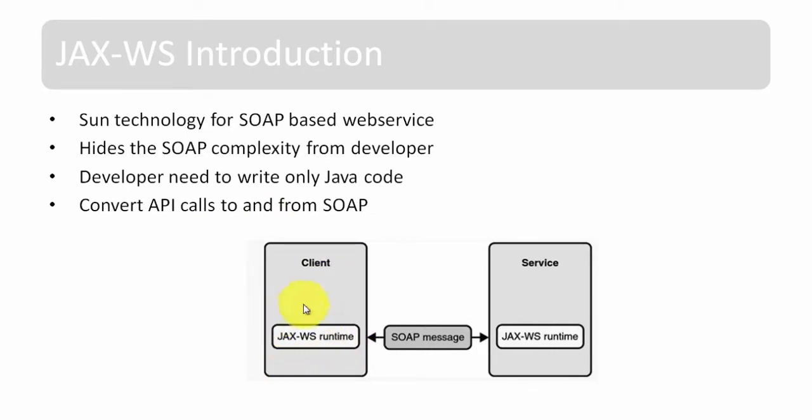JAX-WS provides some jar files which you must add both on the client side and server side, that we call the JAX-WS runtime engine. Those libraries are required at runtime. Those libraries sitting in the client side will generate SOAP messages and receive SOAP responses.